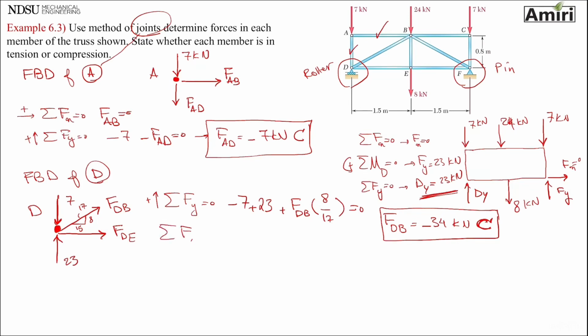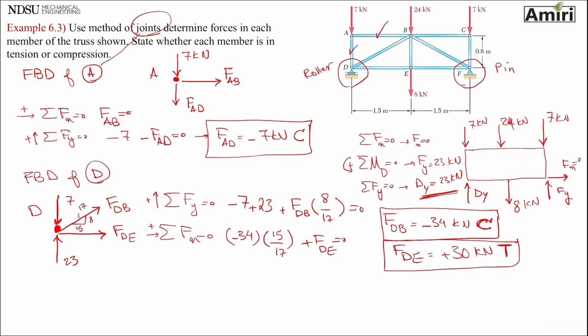Summation of forces in X equals 0. I have a FDB, so minus 34. See, I bring the whole thing with the minus. FDB, which is minus, and this is sigma Fx, so I'm looking at 15 over 17. Plus FDE equals 0. So FDE should be plus 30 kilonewton, and this is a tension force.